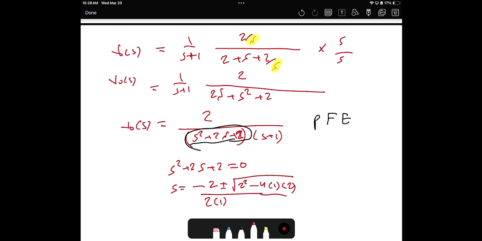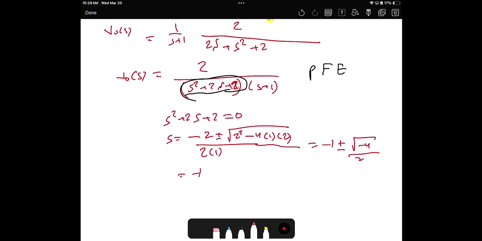Then it will be negative 2 over 1, which makes it negative 1, plus or minus the square root of 2 squared, 4, minus 8, which is negative 4, divided by 2. This makes it negative 1 plus or minus 2 square root of negative 1, divided by 2. The 2 and 2 cancel each other. Minus 1 plus or minus the square root of negative 1. The square root of negative 1 is what? J. Then it will be negative 1 plus or minus J.